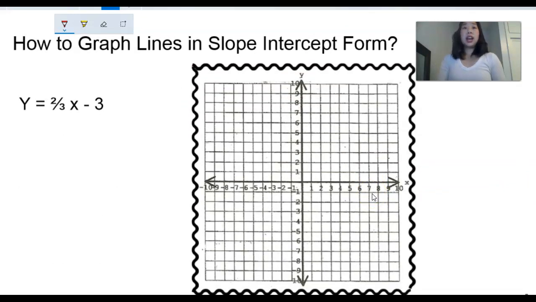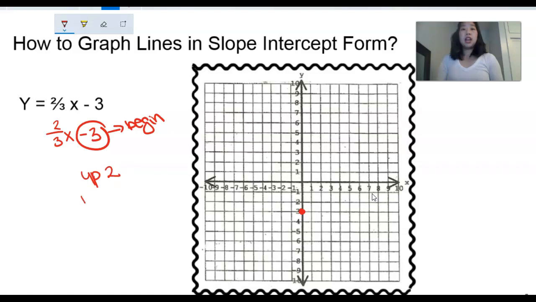Here we have y equals 2/3 x minus 3. Remember, this is where we begin. We begin on the y-axis at -3. So this is our first point, 0, -3. Now this tells me to move up 2 because it's positive, and then right 3 from our point. So we go 1, 2, 1, 2, 3. Boom. And if you want, you can get a third dot: 1, 2, 1, 2, 3.